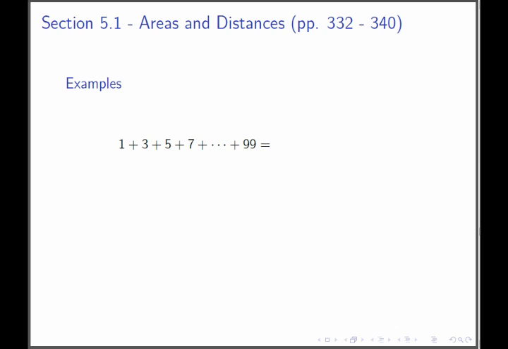Okay, those are all well and good. How do we use them? Let's try to compute this sum. The way I'm going to do it is by first writing it in sigma notation. And so how can I write this?